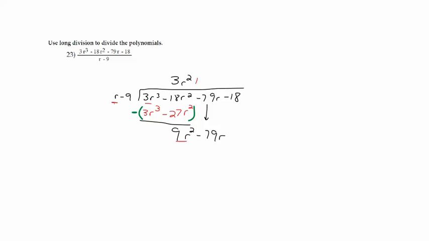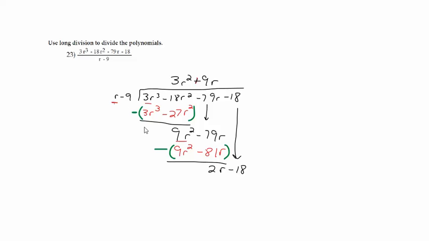Positive 9r. So now I'm going to take 9r and multiply it by r minus 9 and write it underneath here. 9r times r is 9r squared. Good, that should match. And 9r times minus 9 is minus 81r. Now I'm going to subtract that whole binomial from the other binomial. The 9r squareds are going to make 0. And then I have negative 79r minus a negative, so plus 81, which gives me 2r. And the last term comes down, minus 18.